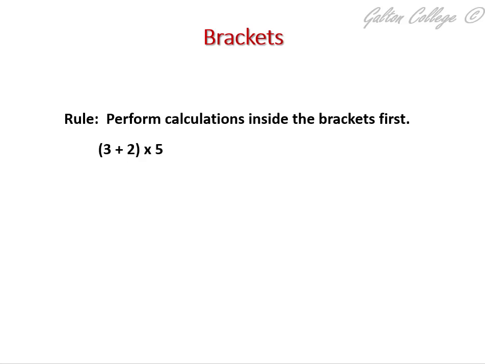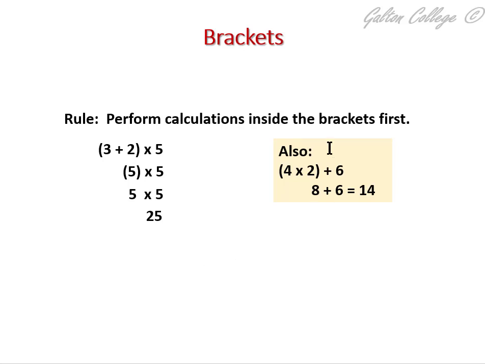Now, 3 plus 2 times 5. Three plus 2 is 5. 5 times 5 is 25. We've performed inside the bracket first. We could have gone about that differently. We could have said 3 plus 2 times 5, in which case we get an answer of 13.